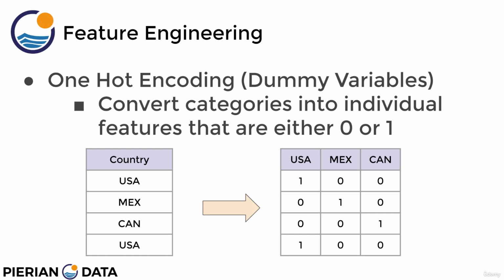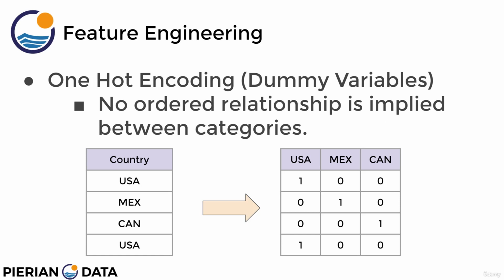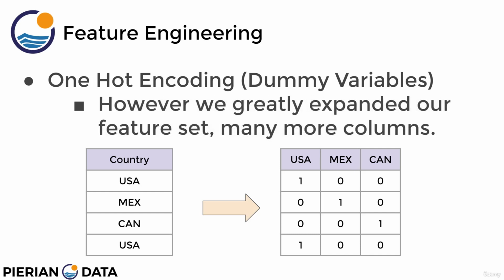So we've expanded the feature set, but now we don't need to worry about any implied relationship of ordinal variables. So no ordered relationship is implied between the actual categories. We're not saying here that Mexico is twice the value of USA or Canada is 3 times the value of USA. It's just 1 or 0, is it this actual country? Now, the issue of this is that we did greatly expand our feature set, and now we have many more columns. So instead of just a single coefficient, you're now going to have 3 coefficients attached to this country code.